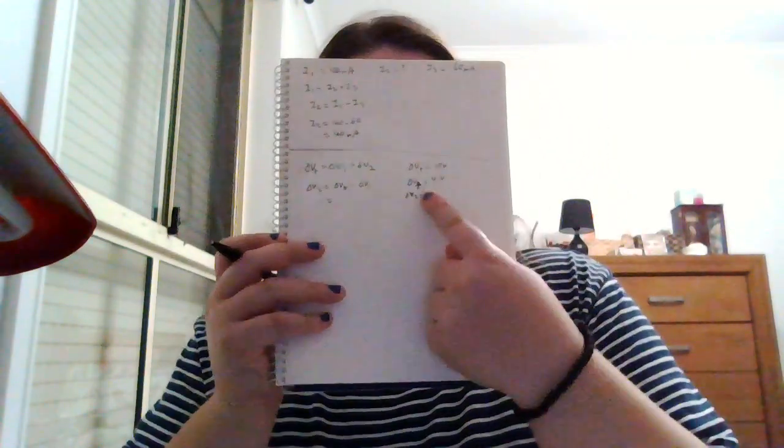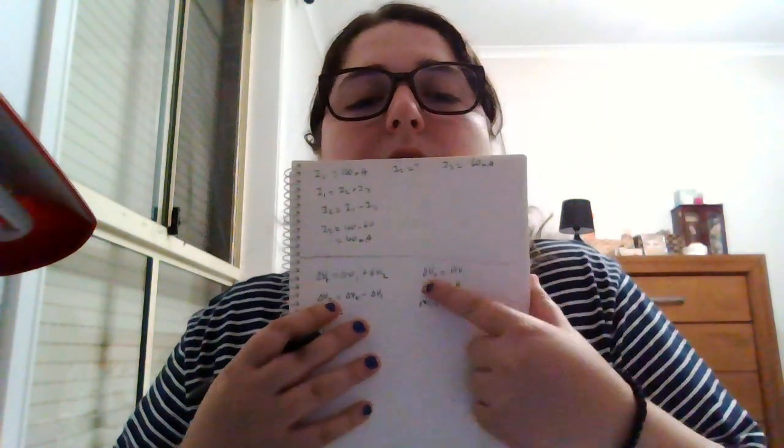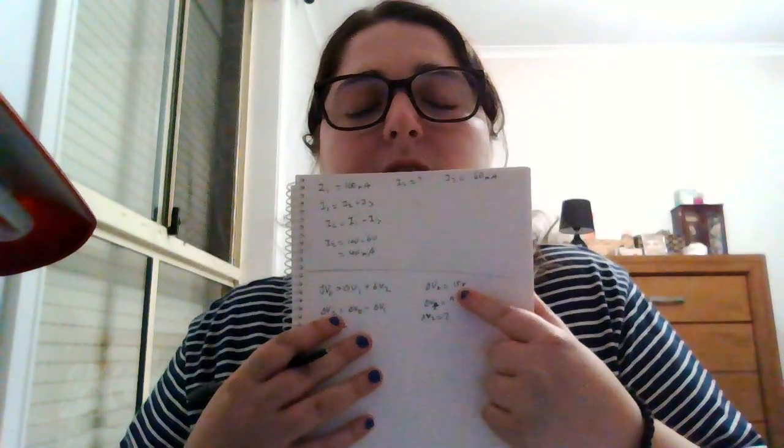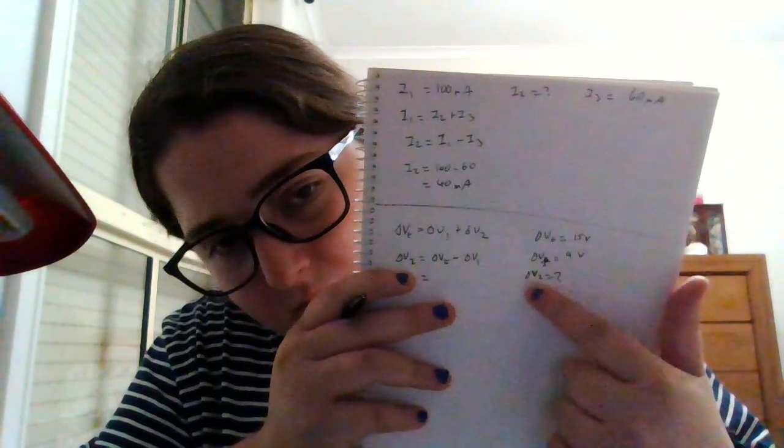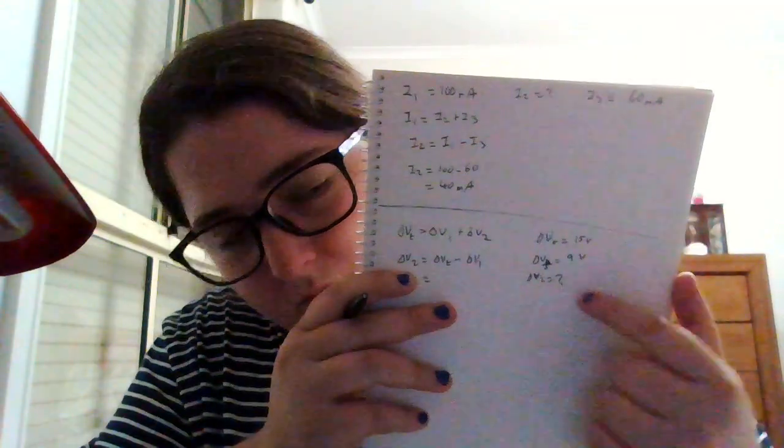Okay. So if we write that out on the side here, I skipped a step, sorry. We have delta VT is 15. Why is it so blurry? And then delta V1 is 9 volts, and delta V2, we don't know. That's meant to be a question mark. I know it doesn't look like one.